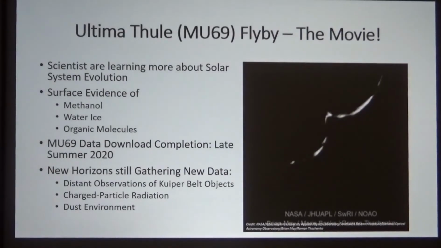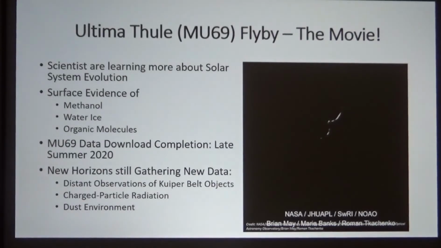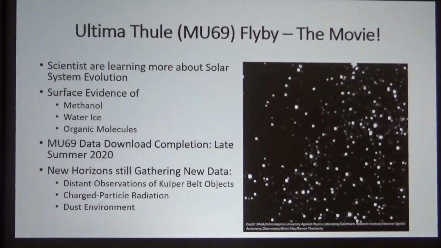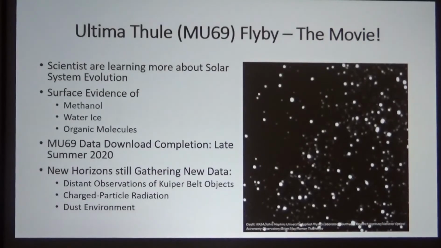The interesting thing is they presume it was separated and somehow it mushed together softly as a contact binary. They're not sure exactly how, so they're trying to work that out. They've discovered surface evidence of methanol, water ice, and so forth. And surprisingly, New Horizons is still gathering data.